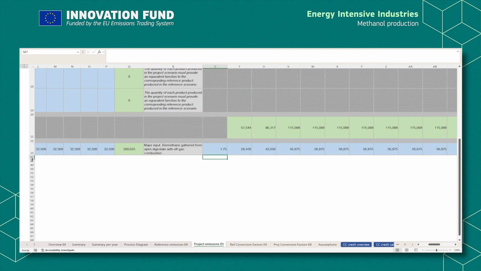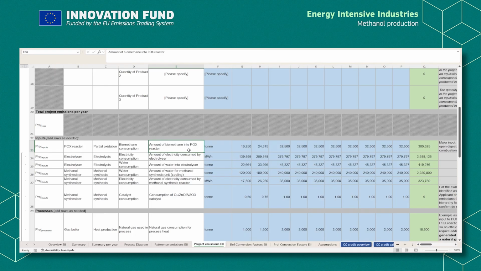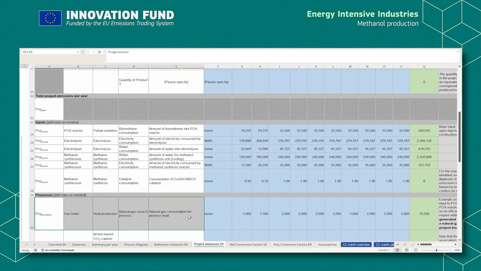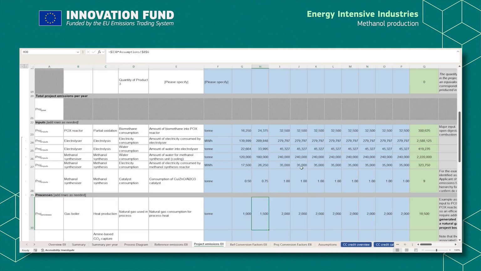Let's now expand the rows to see the other inputs and the processes. I've prepared these rows already so that we don't have to go through and fill them in one by one. The input section includes lines for electricity and water production for our different processes, and a line for catalyst consumption. Note that even though we have a natural gas boiler in our system, we don't treat the natural gas going to the boiler as an input. Rather, the emissions from natural gas combustion are going to be included as a line in our process emissions.